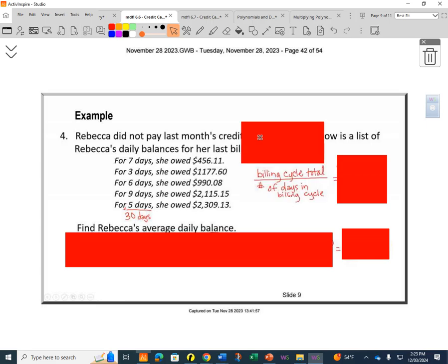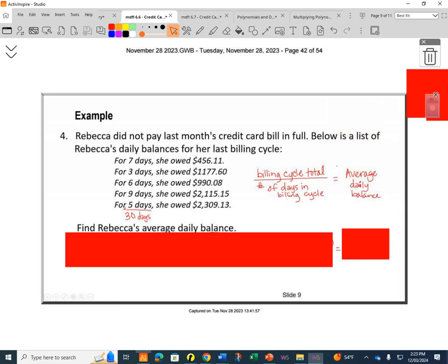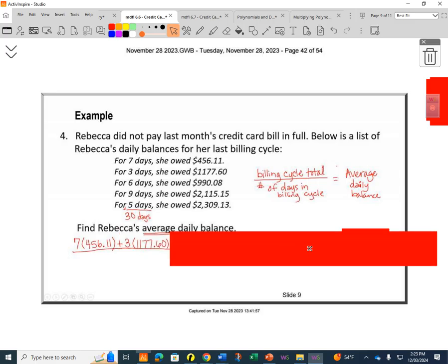So if we want to find the average daily balance on your credit, for your revolving credit or charge account, billing cycle total divided by the number of days in the billing cycle, that will give you the average daily balance. So if we want to find Rebecca's average daily balance, for the first 7 days, it was $456. For the next 3 days, it was $1177, so you can see here.